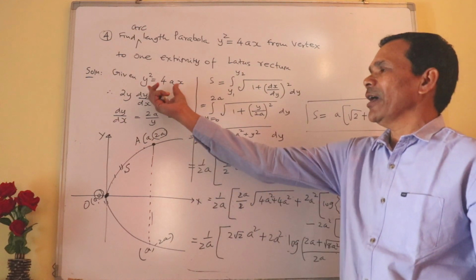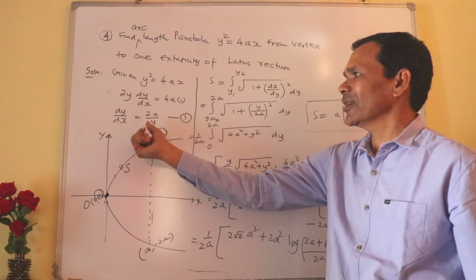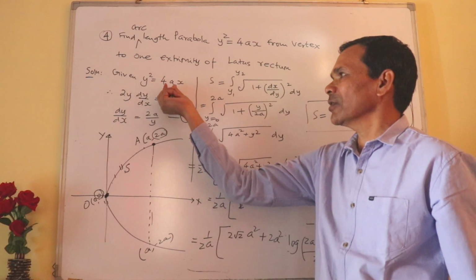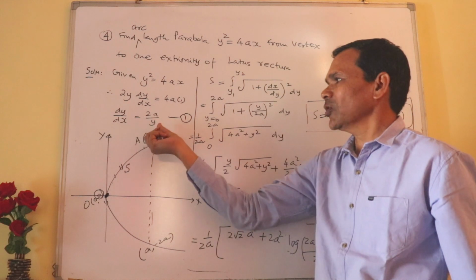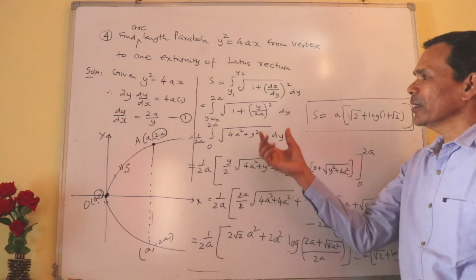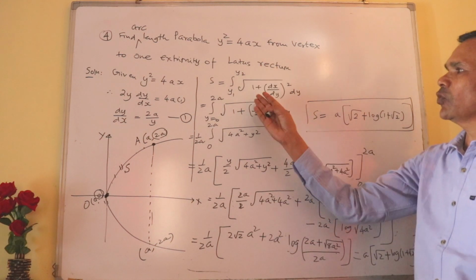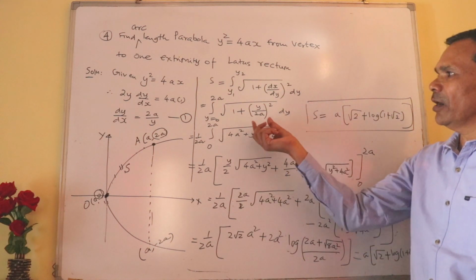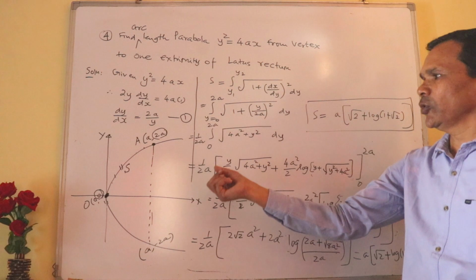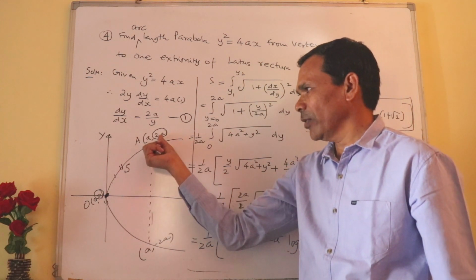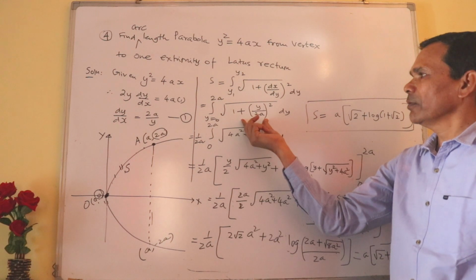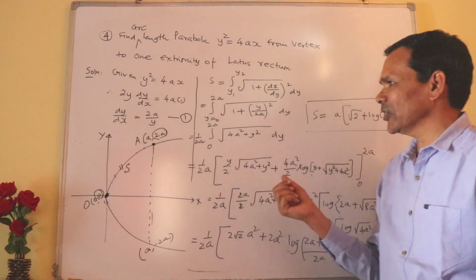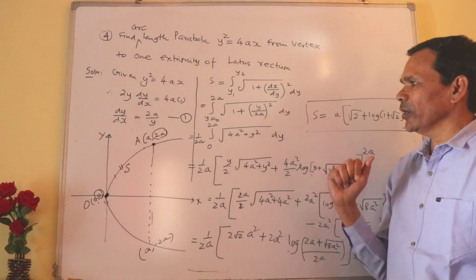Now y square is equal to 4ax, we differentiate, we find dy by dx. y square is equal to 4ax, 2y dy by dx is the derivative with respect to x, 4a, x is 1, so dy by dx is 2a upon y. Now I consider the formula s is equal to the integral from y1 to y2 of root of 1 plus dx by dy bracket square into dy. Now what I do here is take the limits y from 0 to 2a, root of 1 plus dx by dy. So here dy by dx, we take its reciprocal, y upon 2a bracket square into dy.